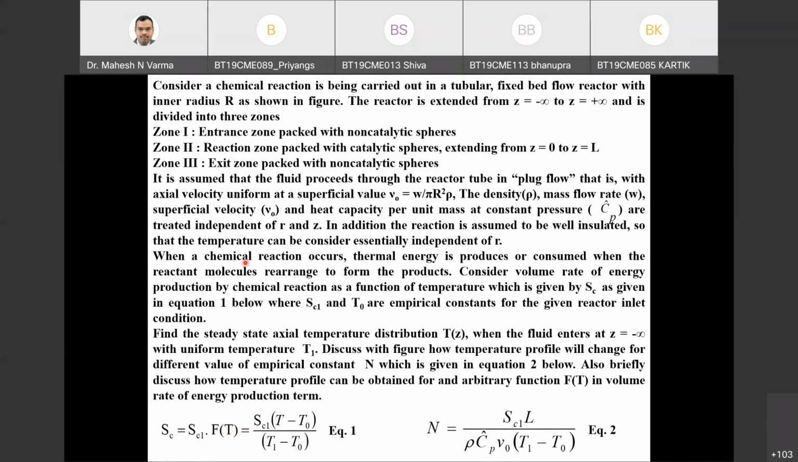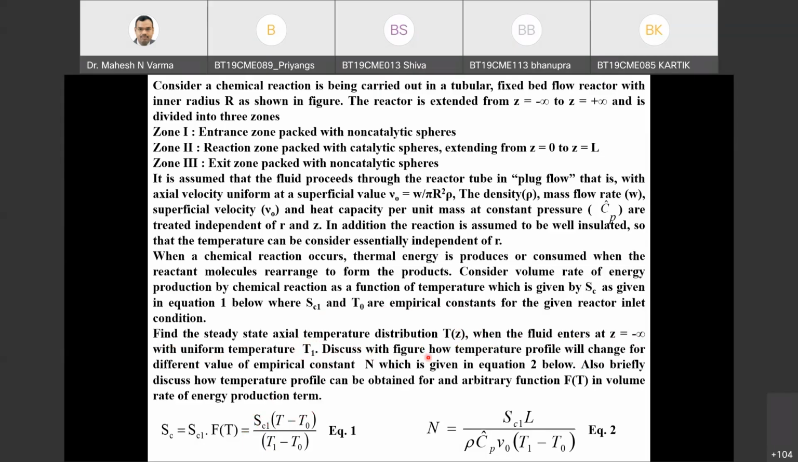This is given by, where Sc1 and T0 are empirical constants. These are some empirical constants, T0, and T1 is the input temperature. Find the steady state axial temperature distribution T(z) when fluid enters at Z equals -infinity at a uniform temperature T1. This is the input temperature.